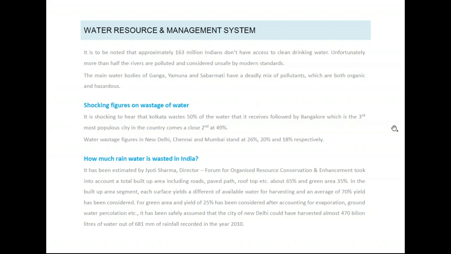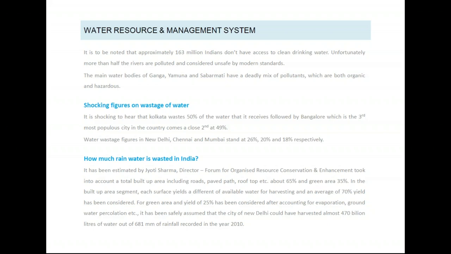Now, it is to be noted that approximately 163 million Indians don't have access to clean drinking water. Unfortunately, more than half the rivers are polluted and considered unsafe by modern standards. The main water bodies of Ganga, Yamuna, and Sabarmati have a deadly mix of pollutants, which are both organic and hazardous.